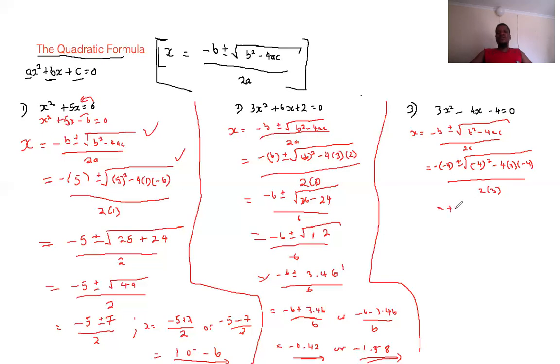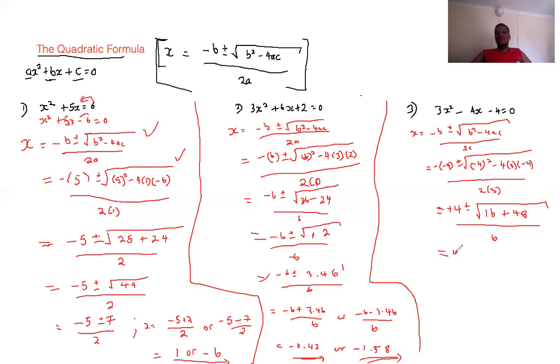So we have a positive 4. Now you must be careful here. When you negative a negative needs to give us a positive. So you don't really have to write it, but I'm just writing it so that you don't forget it. Okay? Now here we have a 16. This gives us a positive 16. 16 times 3, we get 48. That's 48 here, divided by 6.